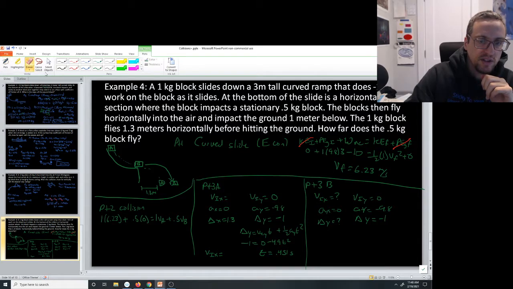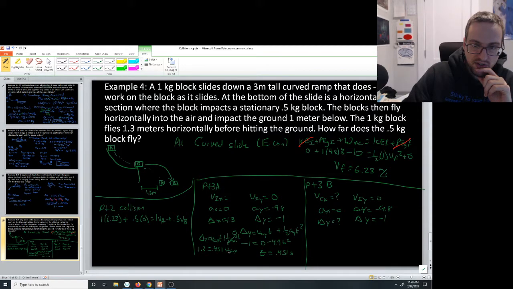I got T. I can go back and find V initial X. Let me start with the equation. I can do change in X equals V initial X times time plus 1/2 AX t squared. Right, this whole thing is 0, so 1.3 equals 0.451 V initial X. V initial X is then going to be 2.88. That is then the V final here.